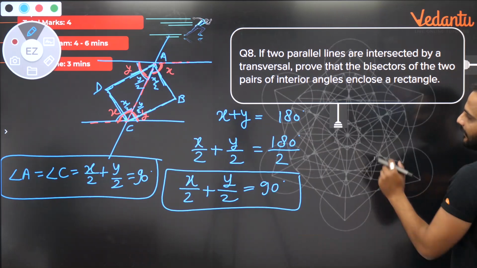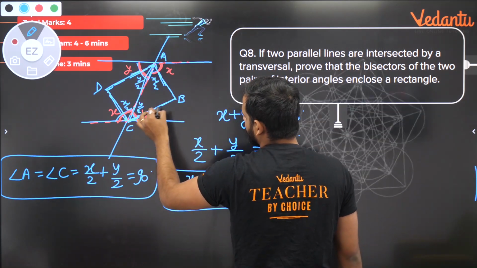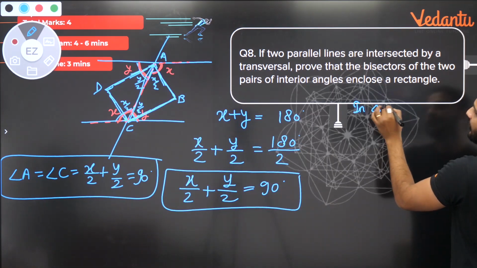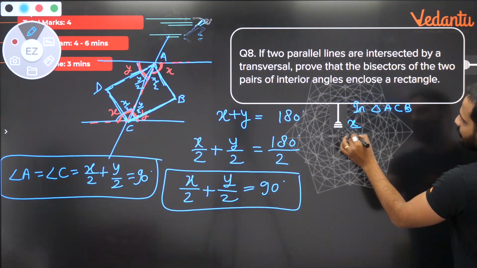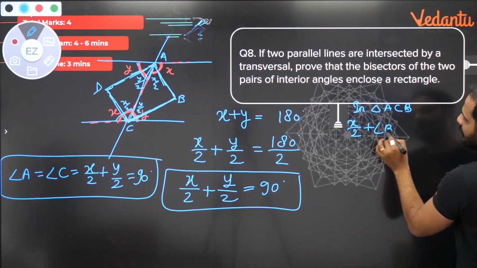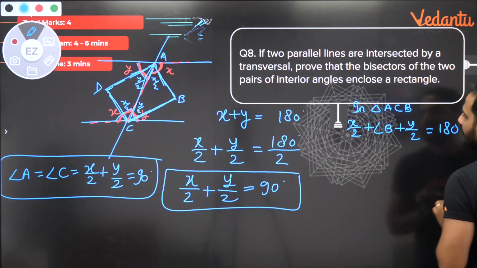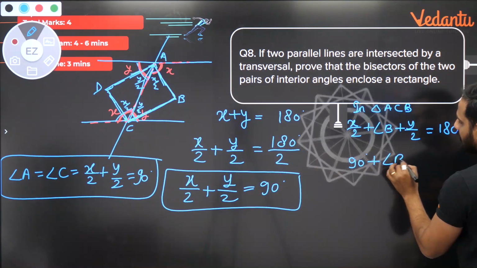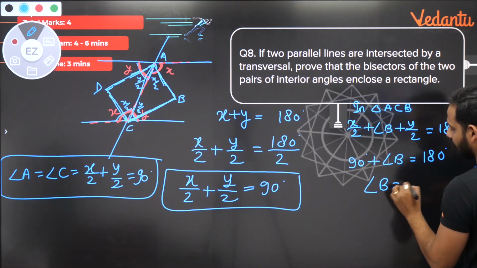Angle B, I can say, look at a triangle ACB. Look at triangle ACB. So I can say in triangle ACB, angle A is what? X by 2 plus angle B plus y by 2 is equal to 180 degree. Right? X by 2 plus y by 2 is equal to 90 degree. 90 plus angle B is equal to 180 degree. So you'll be getting angle B is equal to what? Also 90 degree.